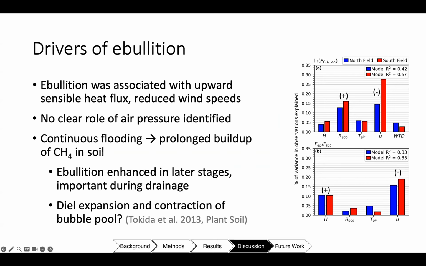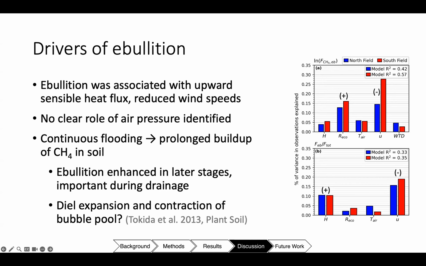And then we also looked at what is driving the emissions, and we did a multilinear regression type assessment of the key variables coming in here. On the graph on the right, on the top is the natural log of the total methane flux, and then the ebullitive fraction of the total flux, and the y-axis is the percent of variance explained by the variables on the x-axis: sensible heat flux, ecosystem respiration derived from the CO2 flux, air temperature, wind speed, and water table depth.